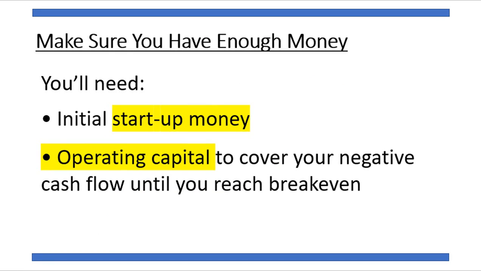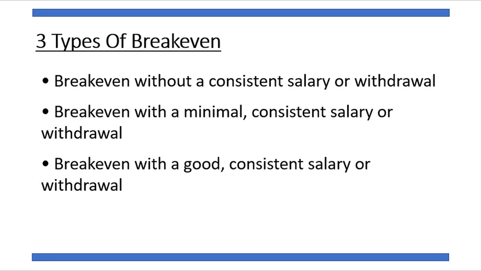And you need to make sure that you'll have enough money, not only to initially start the business, but also have enough operating capital so that you can keep running the business until you reach break even. And so there are 3 different kinds of break even that we think about when it comes to a small business. And the first is that you're going to break even without a salary, but you at least don't have to keep putting money into the business.